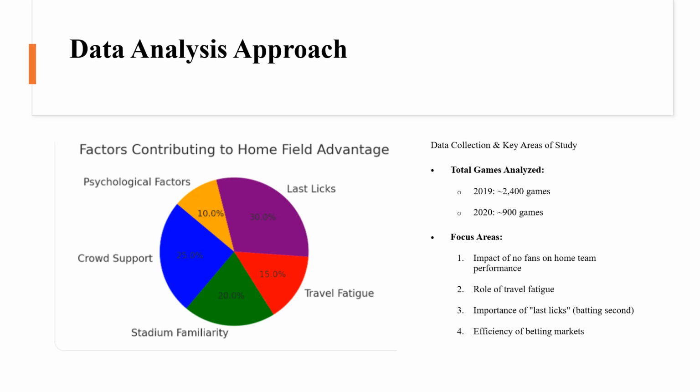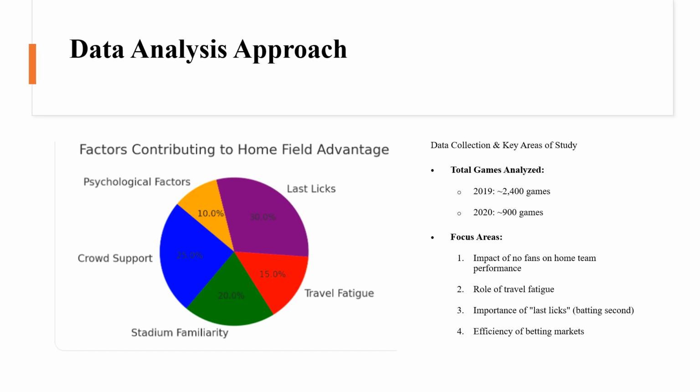1. The impact of playing without fans. Did home teams win less often without crowd support? 2. Travel fatigue. Since travel distances were reduced in 2020, did this influence performance? 3. The advantage of batting second, last licks. Does this rule significantly contribute to home field advantage? 4. Betting market efficiency. Did sportsbooks adjust their odds appropriately to reflect changes in home field advantage?